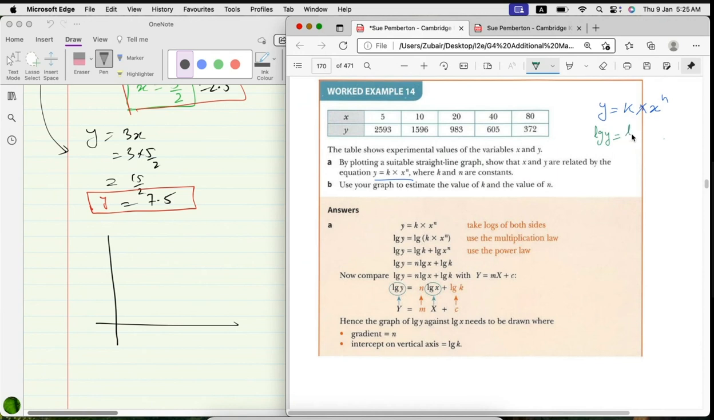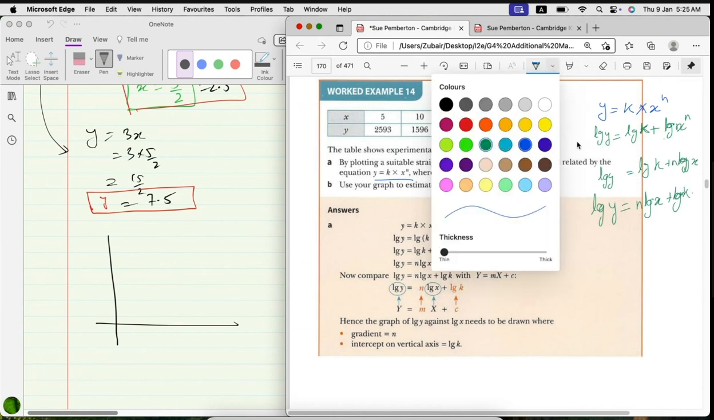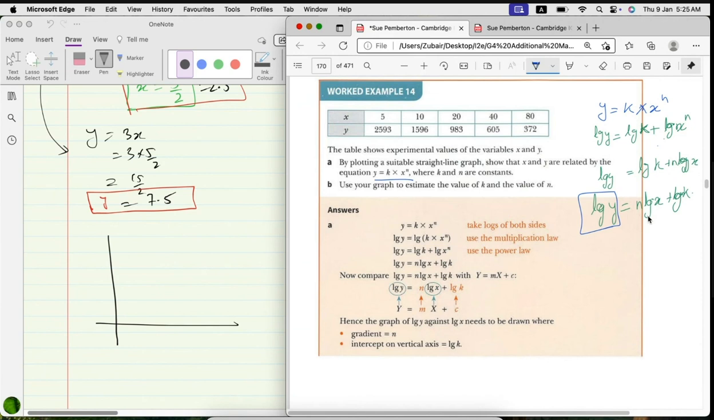lg y, that is being multiplied. Whenever we multiply, we put a positive sign. lg of x raised to power n. One more step: lg y equals lg k plus n lg x. Slight rearranging: lg y equals n lg x plus lg k. I can see this is y, this is x, this is the y-intercept, and this is the gradient.